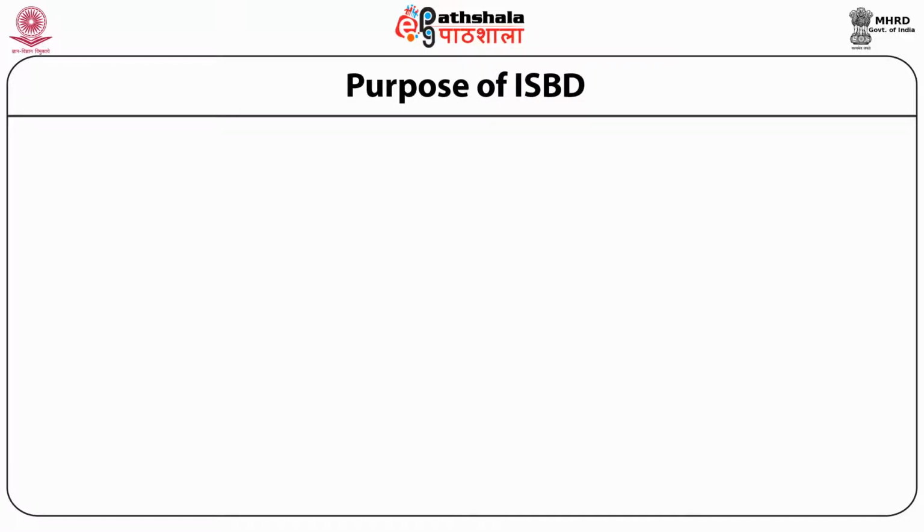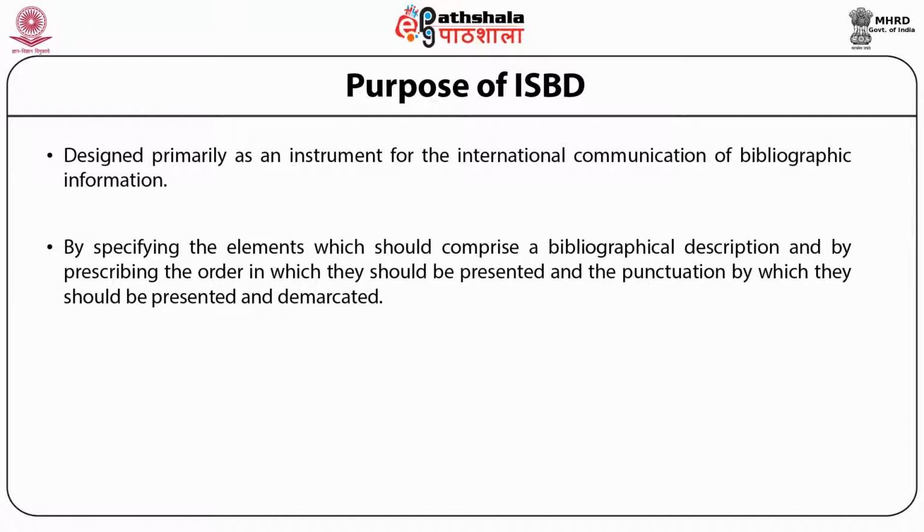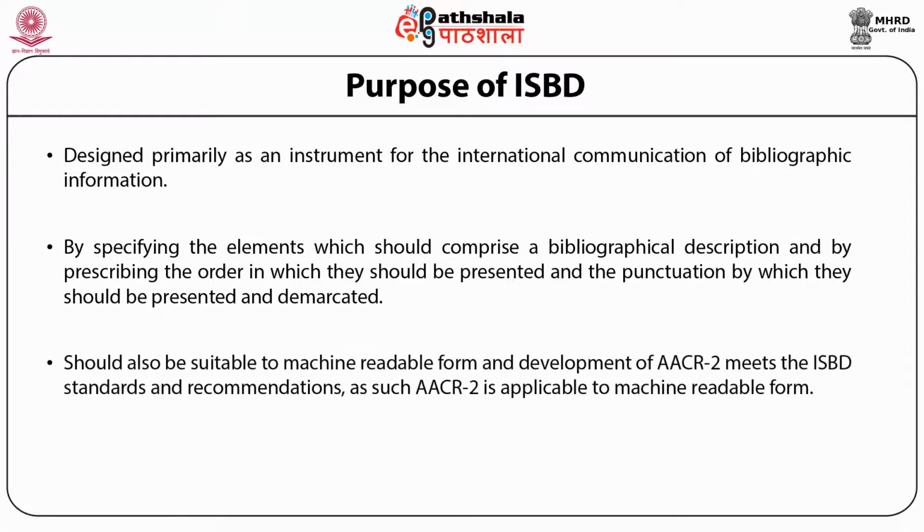Then the other purpose is that it is designed primarily as an instrument for the international communication of bibliographic information, that I have already told you. It should also be amenable to machine readable form, and development of AACR to meet the ISBD standards and recommendations. So those libraries using the AACR 2 cataloging rules, if they follow the ISBD format, their library can be very conveniently and very easily converted to library automation work. Or you can say, I have got a computerized cataloging. So ISBD helps in this regard.